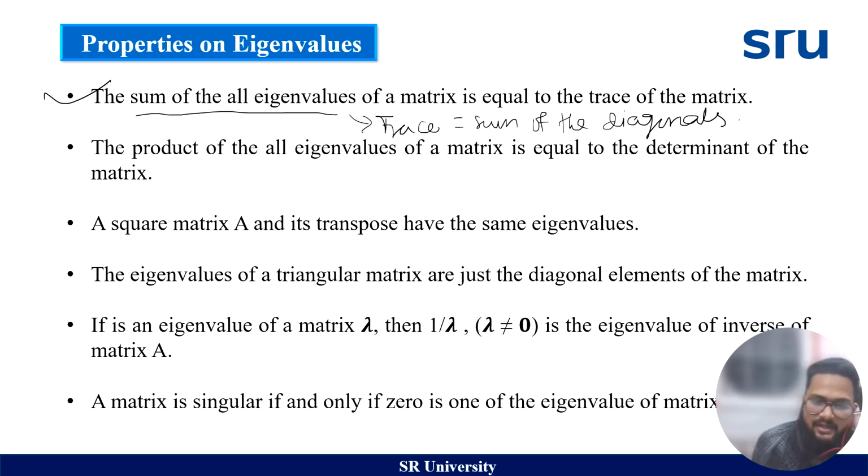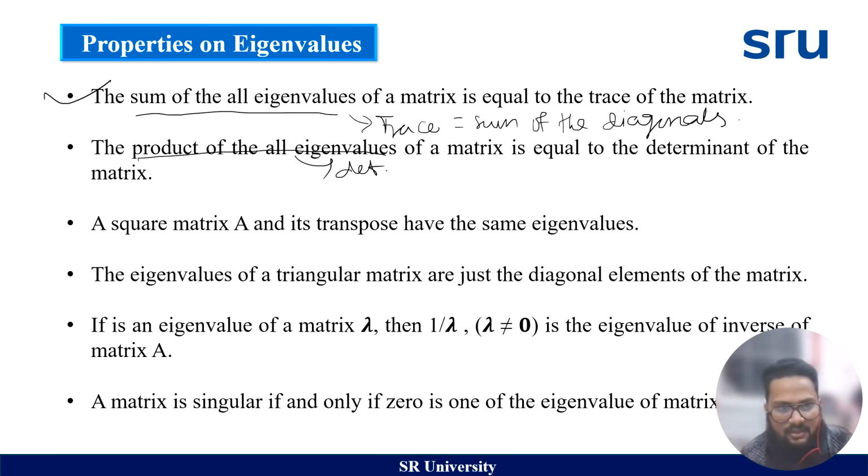So if one matrix is given to you and you find the eigenvalues, to verify that your eigenvalues are correct or not, you just take the sum and check whether the sum equals the trace or not. If not equal, that means your eigenvalues are not correct. Next is that the product of the eigenvalues is equal to the determinant. This is also another process to verify. So the product of the eigenvalues is nothing but the determinant of the matrix, right?